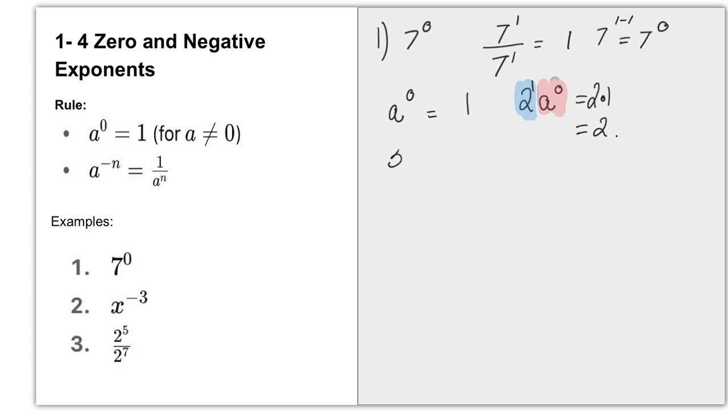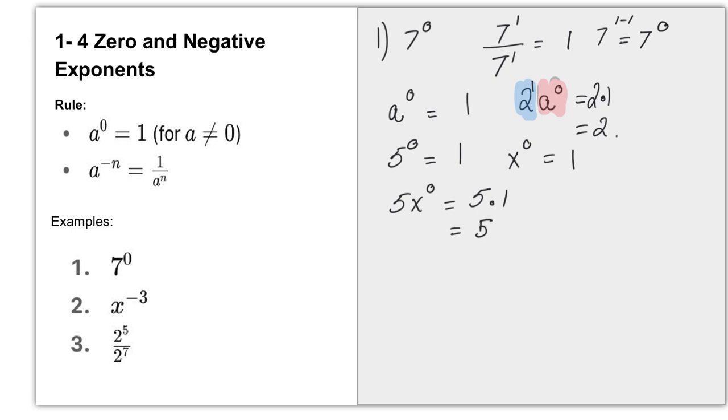So 5 raised to the 0 power, you guessed it, 1. X raised to the 0 power, 1. 5x raised to the 0 power will be 5, okay? Because it's 5 times 1.